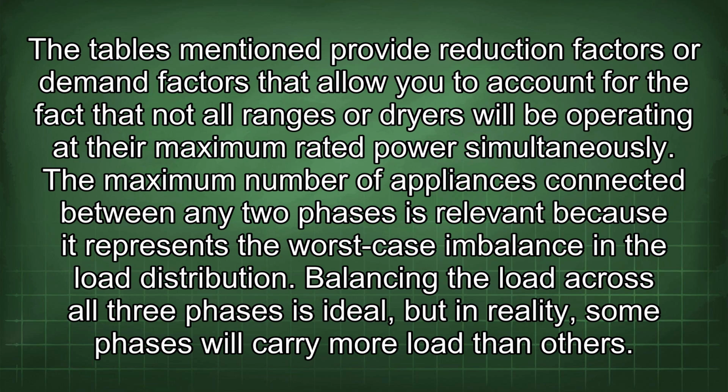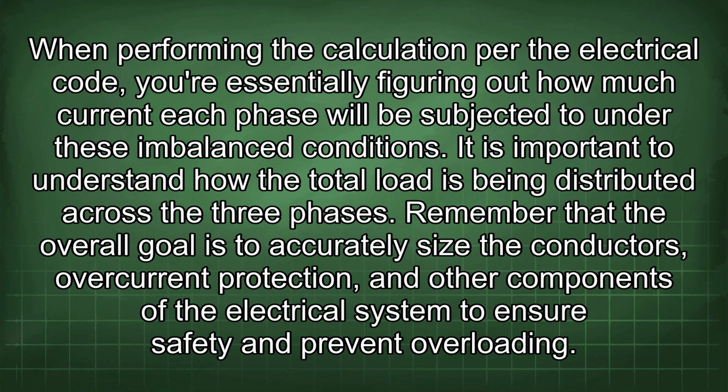The maximum number of appliances connected between any two phases is relevant because it represents the worst-case imbalance in the load distribution. Balancing the load across all three phases is ideal, but in reality, some phases will carry more load than others. When performing the calculation per the electrical code, you are essentially figuring out how much current each phase will be subjected to under these imbalanced conditions. It is important to understand how the total load is being distributed across the three phases.